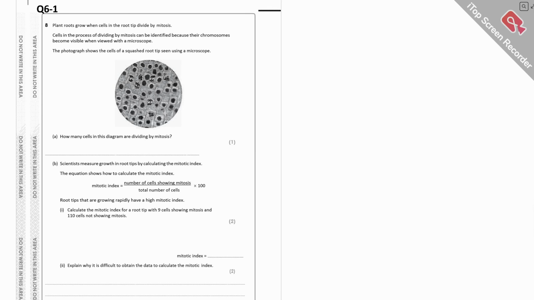Right. Question number 6. You've got a photograph of, is it onion cells? Does it say? Right, root growth. So I'm assuming root tip. They want to know how many cells are dividing by mitosis.